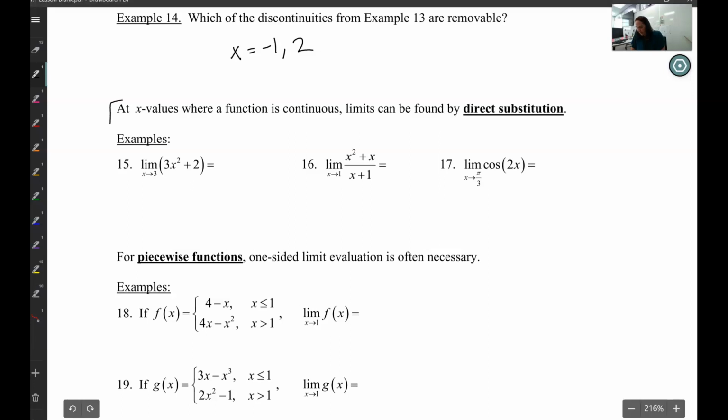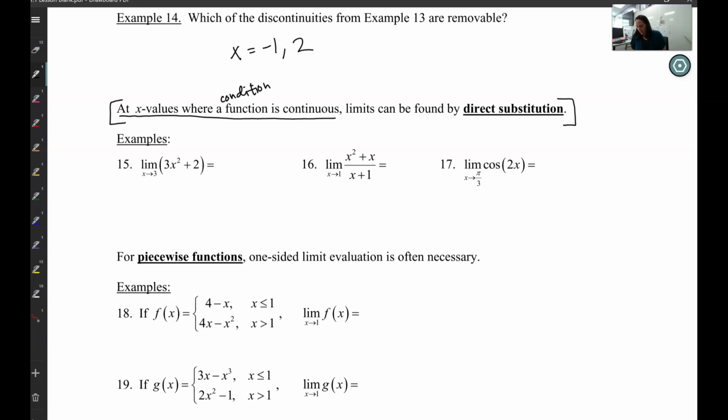Okay, let's talk about this. At x values where a function is continuous, now right here, this is a very important sentence because this is our condition. If this condition is not met, then this statement is not true. So whenever we want to use this statement, we have to prove that this condition is met first. Now, if this condition is met, so if the function is continuous at the x value, then we can find our limit by direct substitution, just plugging that x value in, and that is our answer.